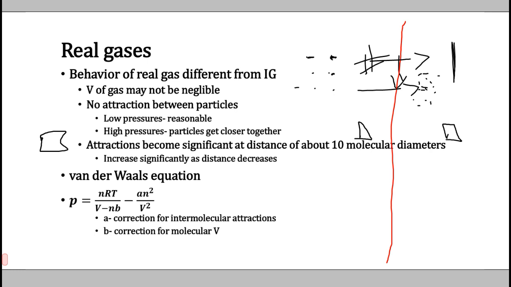Let's think about this. If there's an attractive force between the gases, that means their pressure should decrease because these things are going to be closer to one another, so their volume term should be decreasing. If they're repelling one another, then their pressure should increase because their volume is going to be getting greater.